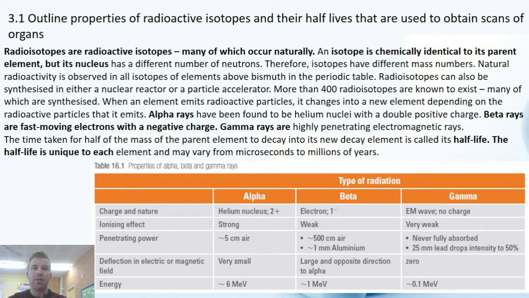So looking at the types of radiation in the video, alpha, beta, gamma, but you've also got positron emissions or particles. What is a half-life? The time for half of the isotopes in a radioactive sample to undergo radioactive decay is called the half-life of the isotope. The half-life is unique to each element and may vary from microseconds to millions of years, and you'll learn how critical that is when you're looking at radioactive isotopes for medical diagnosis.